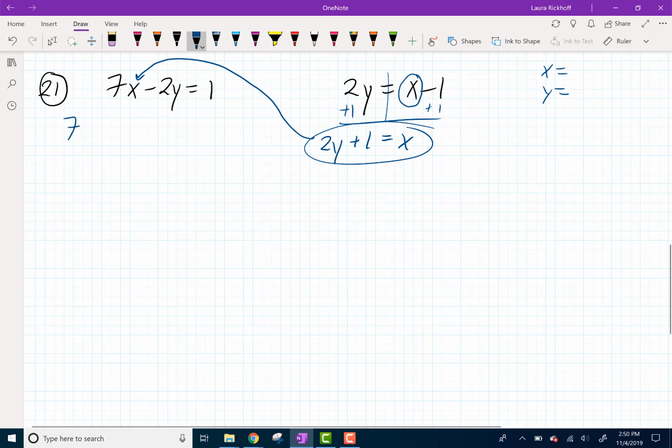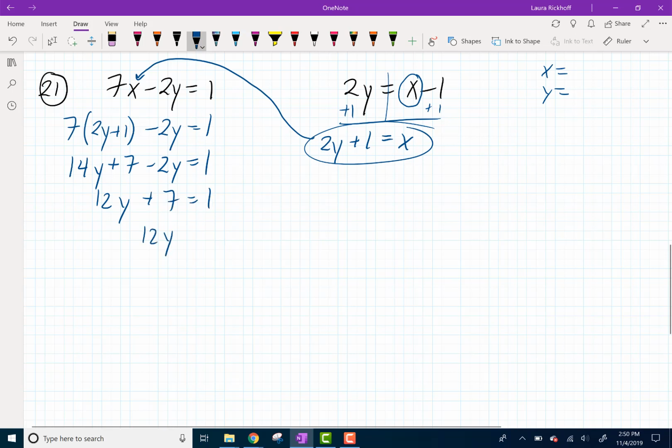So I'll have 7 times 2y plus 1 minus 2y equals 1. So 14y plus 7 minus 2y equals 1. So 12y plus 7 equals 1. Subtract the 7, negative 6. So y is negative a half. It's fine. And then we'll go ahead and plug that back in to figure out what x is.